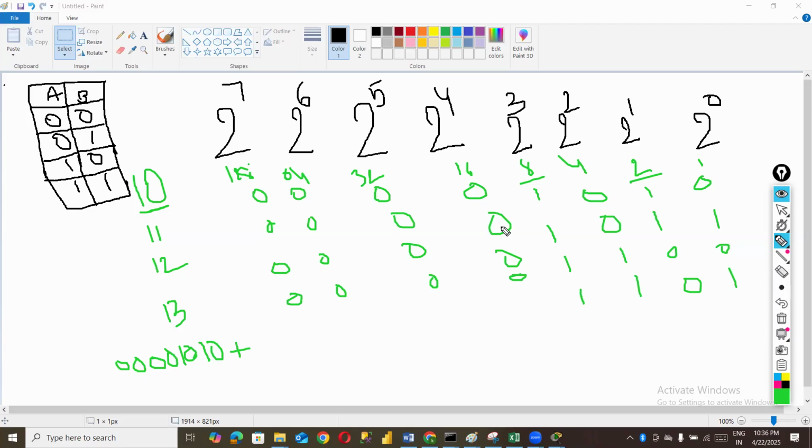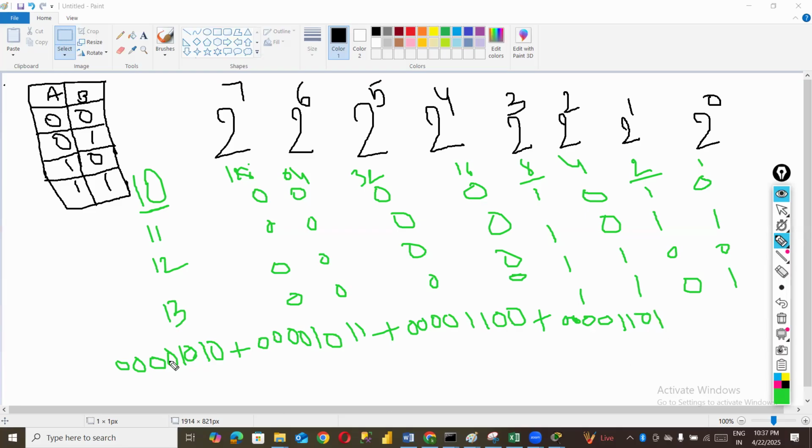What about the 11 value? 0 0 0 0 1 0 1 1. What about the 12? 0 0 0 0 1 1 0 0. Right? What about the 13? 0 0 0 0 1 1 0 1, right?